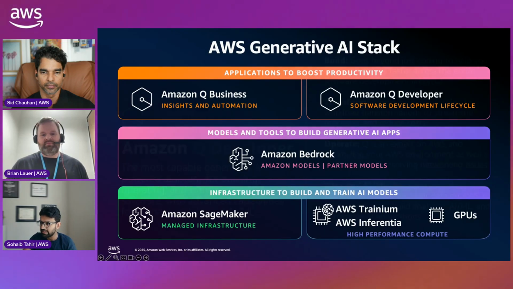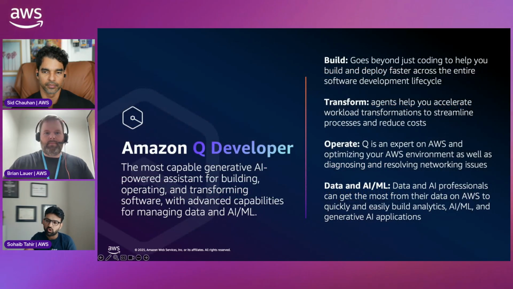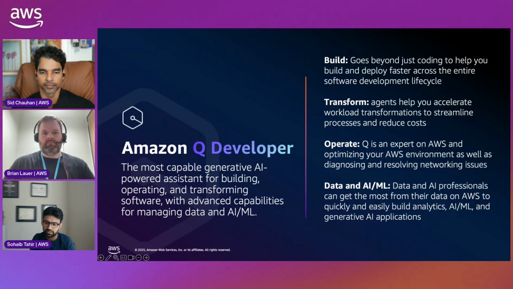So that being said, let's talk a little bit more about Q Developer, because this is something we are going to talk about extensively, and we will see through some demos how you can use it for building AWS networks. So Q Developer is a generative AI powered assistant for building, operating, and transforming software. And it comes in a lot of different shapes and forms.